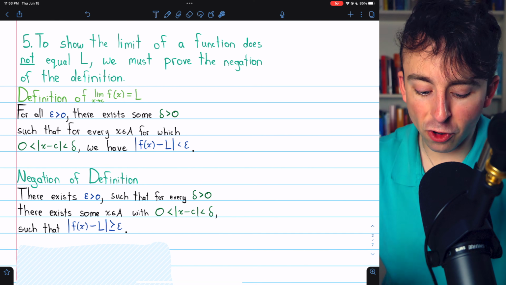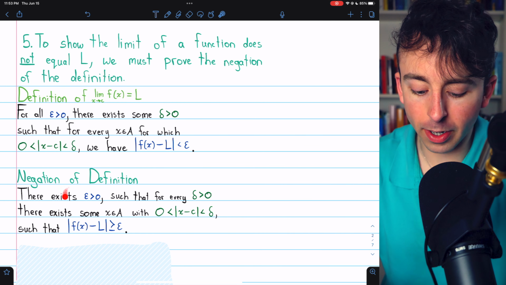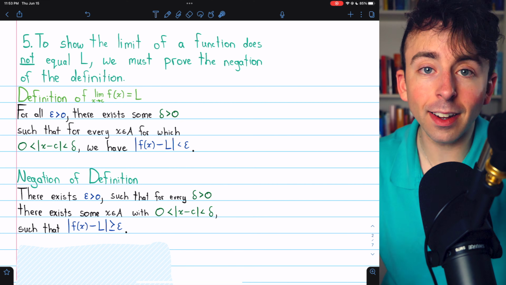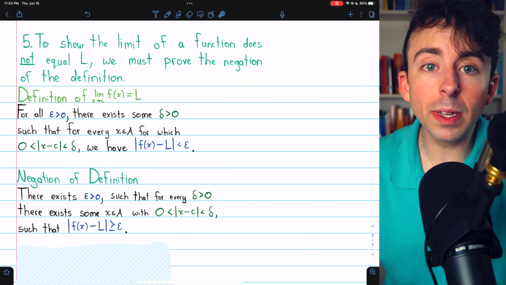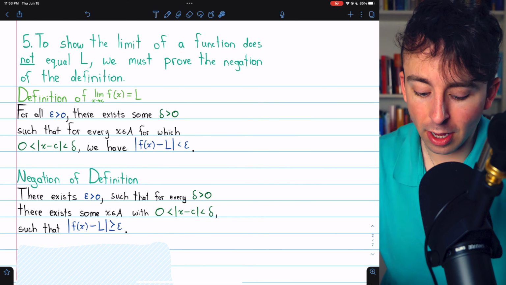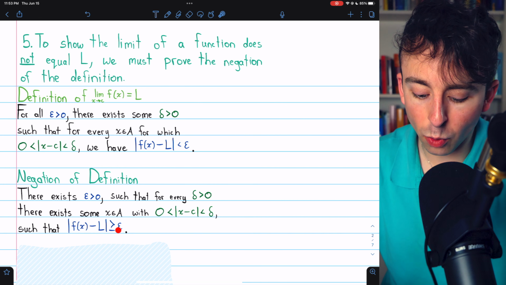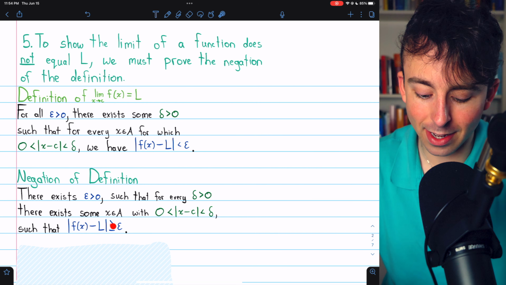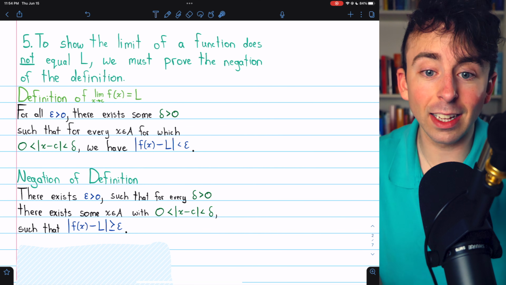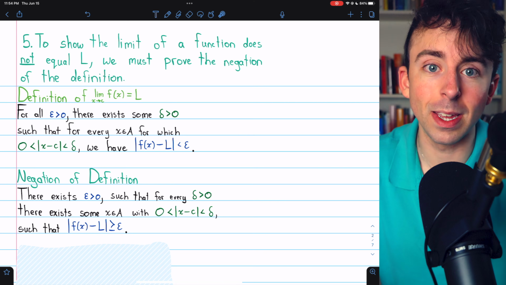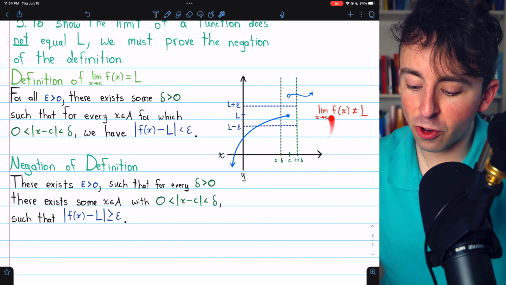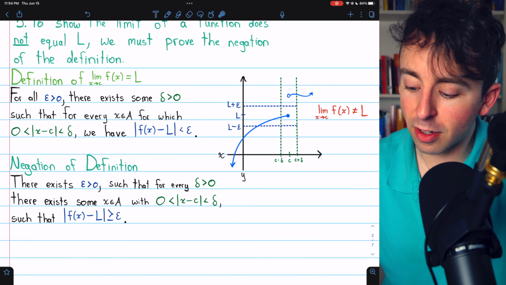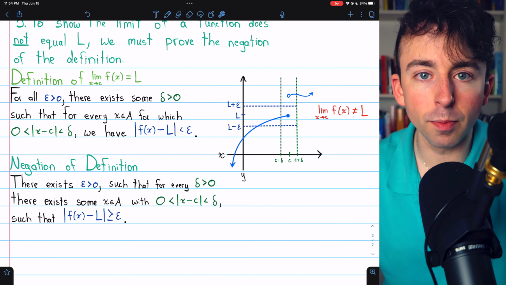In total, the negation states that there exists some tolerance, epsilon greater than 0, so that no matter how close we force x to be to c, there will be some x which is that close, but where f of x is not within the tolerance epsilon of the limit. The distance between f of x and the limit is greater than or equal to epsilon. That's what it means for this to in fact not be the limit. Here is a pictorial representation of the negation of the definition. Here, our blue function f of x does not have a limit of L as x approaches c.